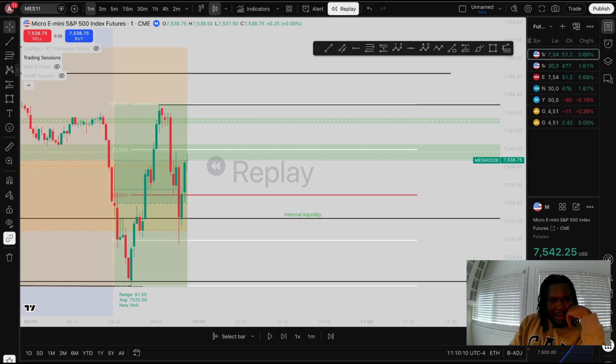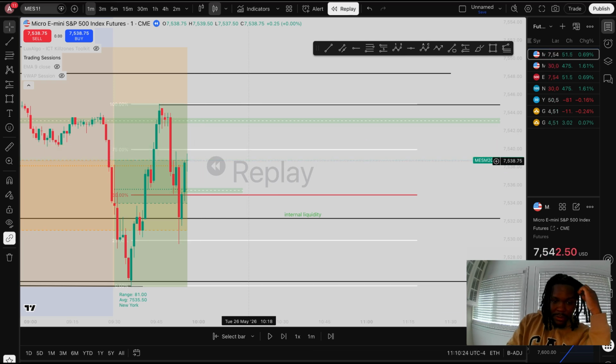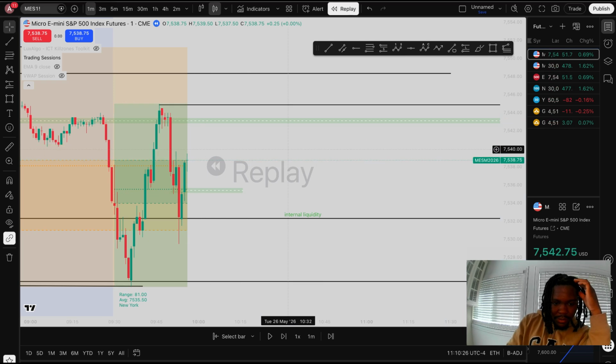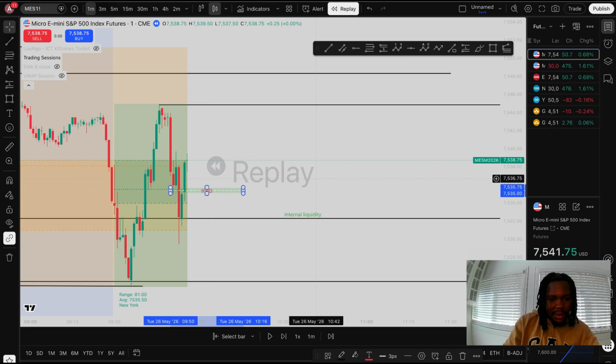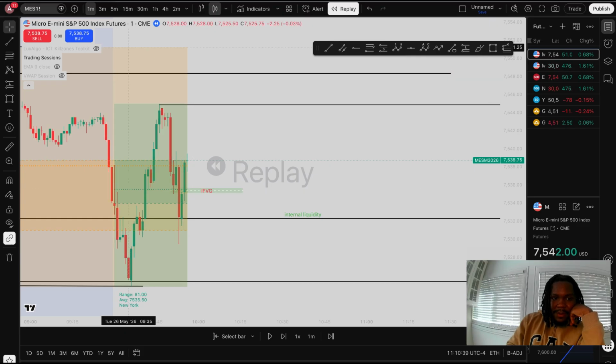Since we already got all our confluences, this is inversed on 1 minute. Since we already have all our confluences, we can enter off this. Let's delete some of this stuff to make it a little bit easier to see. Just this gap we're focusing on now. This is the only gap we're focusing on now. This is an IFVG, which is an inverse fair value gap on the 1-minute time frame.